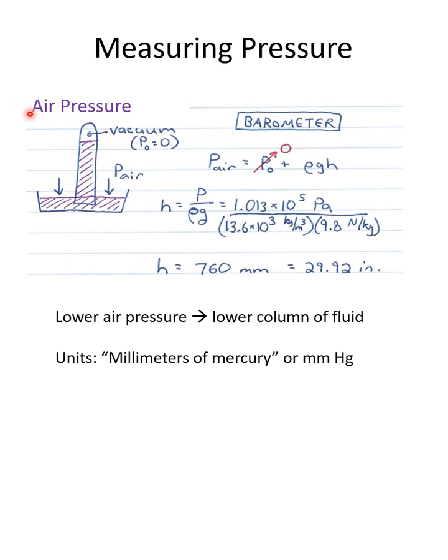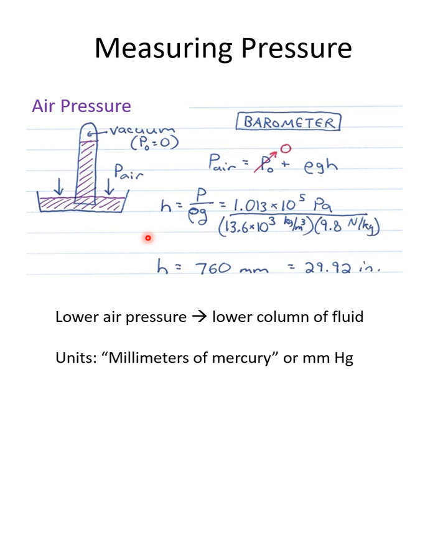Now, we've got essentially a vacuum up here, so we're going to call that P0 equals 0. And the greater the air pressure, the greater it's going to push the fluid up into the tube. So the air pressure is going to be P0, which is 0, plus rho g h. And the height that the fluid is going to go up the tube of this barometer is the air pressure divided by rho g. And so you can see the numbers as I've plugged them in.